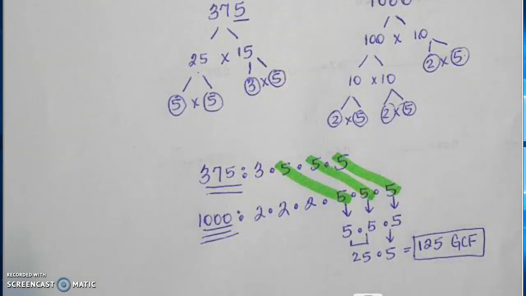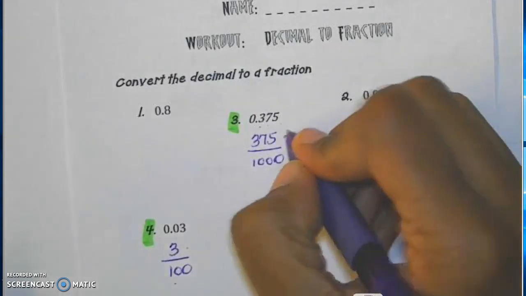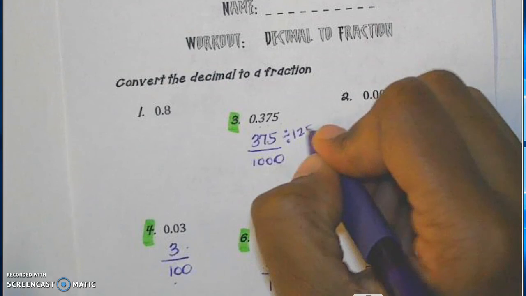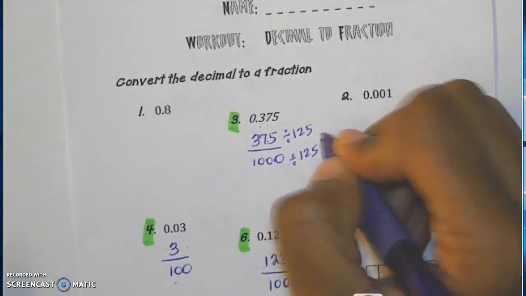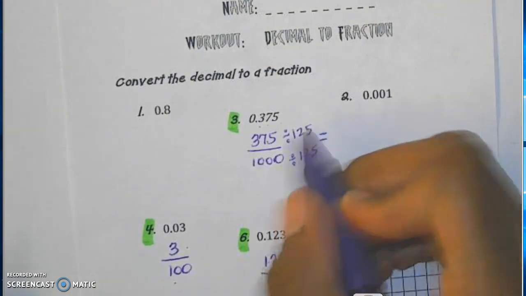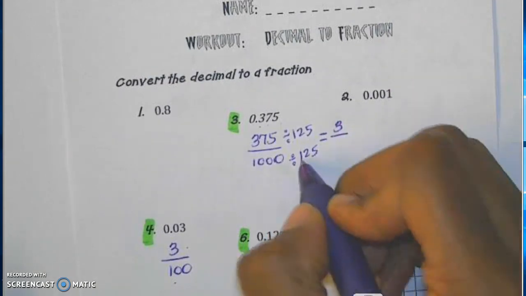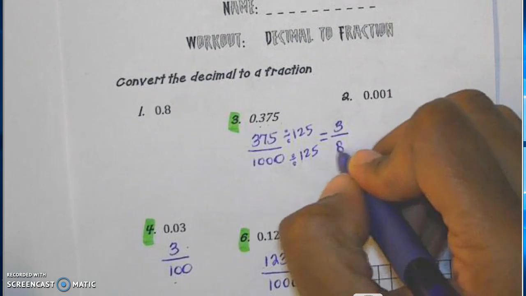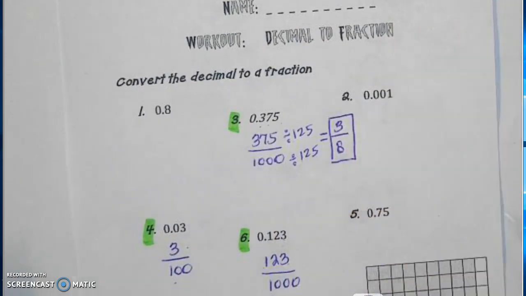Now that I know my GCF, I go back to my homework assignment, and I'm going to divide the numerator by 125 and the denominator by 125. After you do a little bit of side work, you're going to realize that 125 will go into 375 3 times, and 125 will go into 1,000 8 times. So in simplest form, 375 thousandths is 3/8 as a fraction.